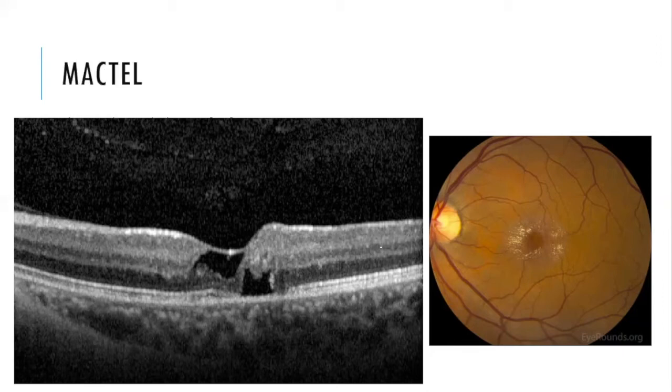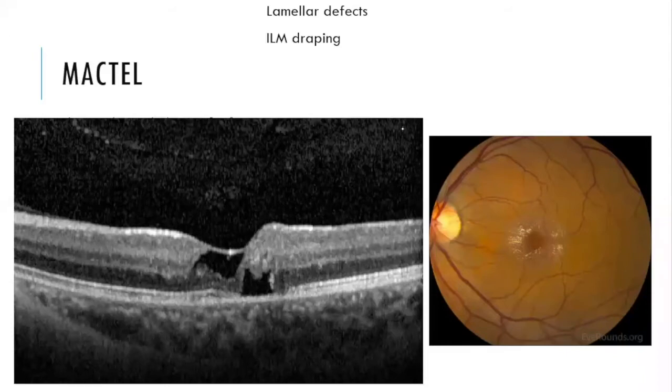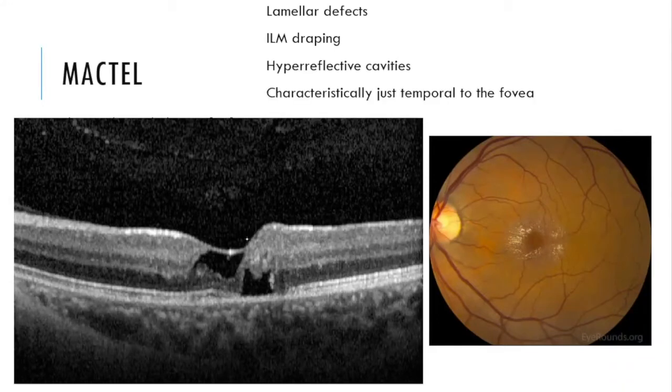So this is macular telangiectasia. So typically with this, you get these lamellar defects. So parts of the retina go missing on the OCT scan. There's typically this ILM draping as well. So that first layer of your internal limiting membrane appears just to drape over the top of a nothingness, a space underneath it. There are these hyperreflective cavities and also these shiny lesions you can see on the fundus examination. And it's characteristically just temporal to the fovea in most cases.